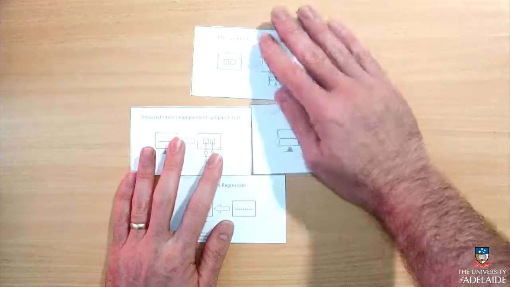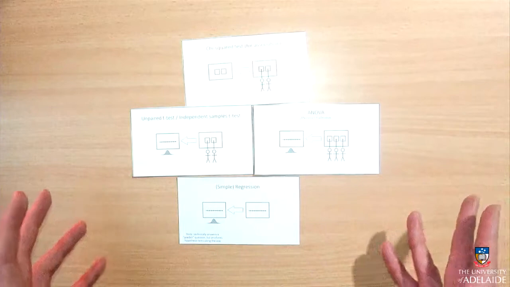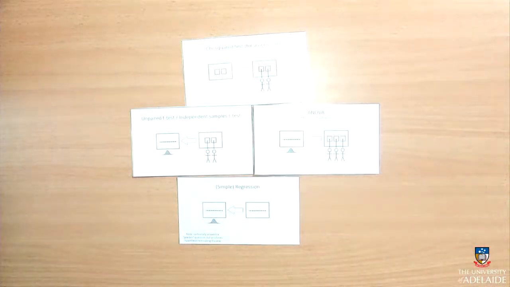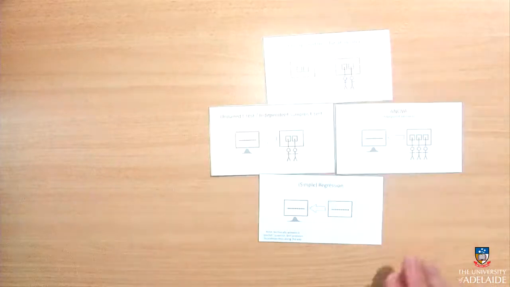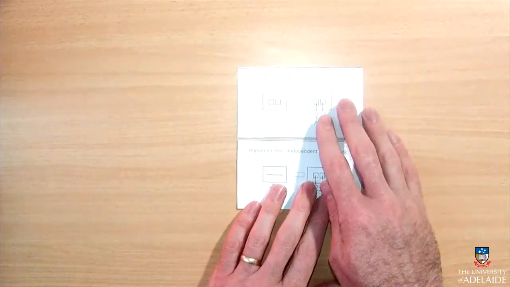So what kind of variables are involved makes a difference, but also how many variables are involved makes a difference. And we haven't covered that yet. So I'm just going to pull up this and look here at these ones.